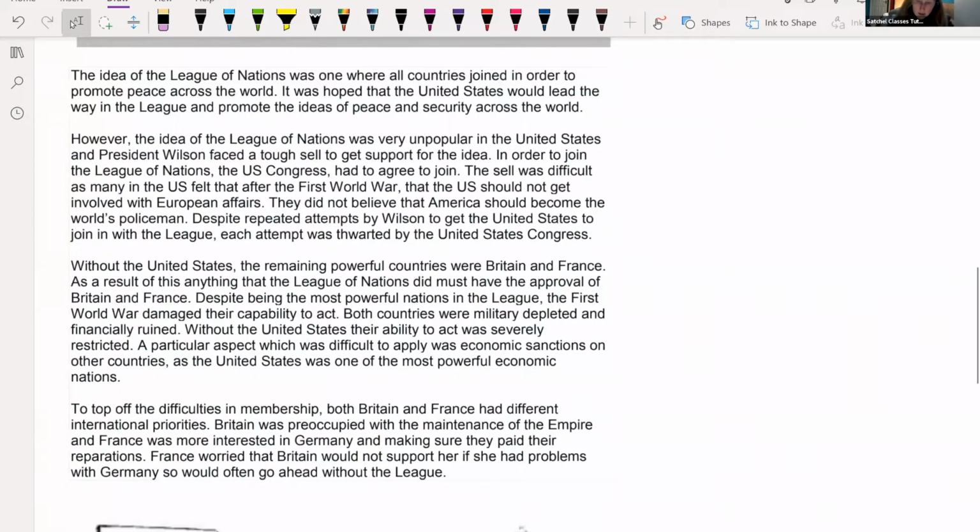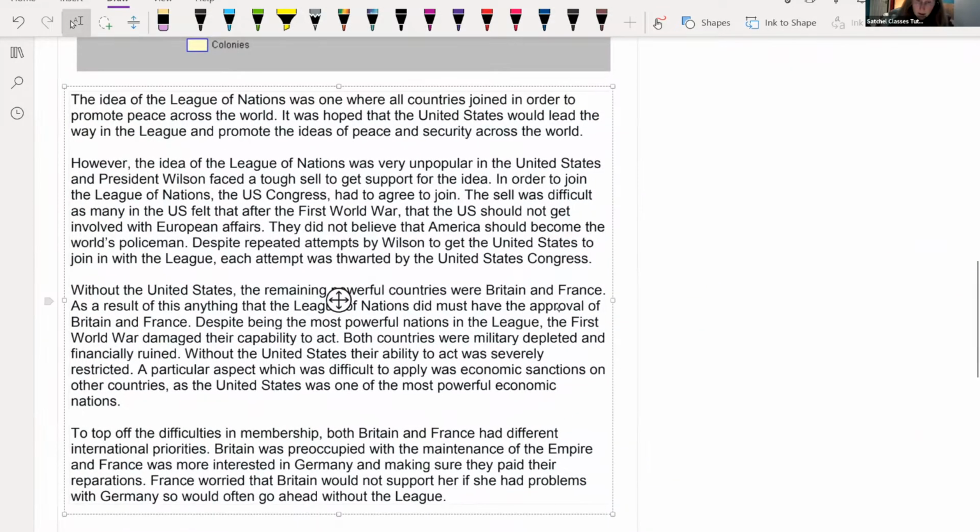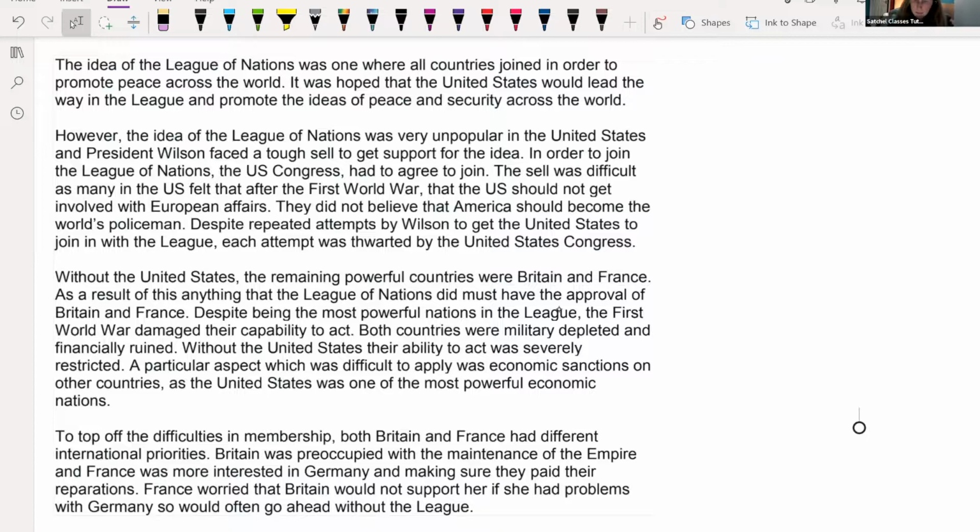Okay, so let's have a look then about what actually happened with the membership of the League. So the idea of the League of Nations was one where all countries joined in order to promote peace across the world, and that was exactly what Wilson intended for it to be. It was hoped that the United States would lead the way in the League and promote the ideas of peace and security across the world.